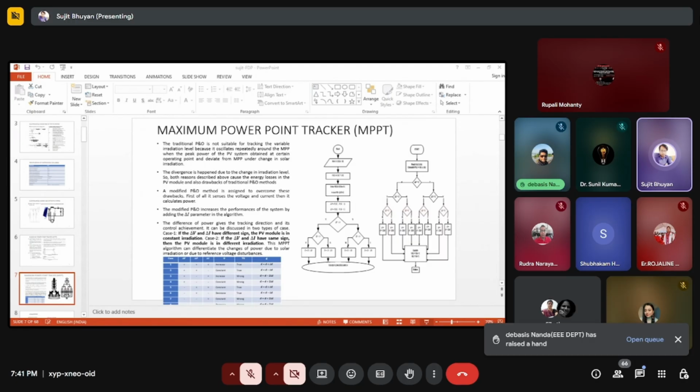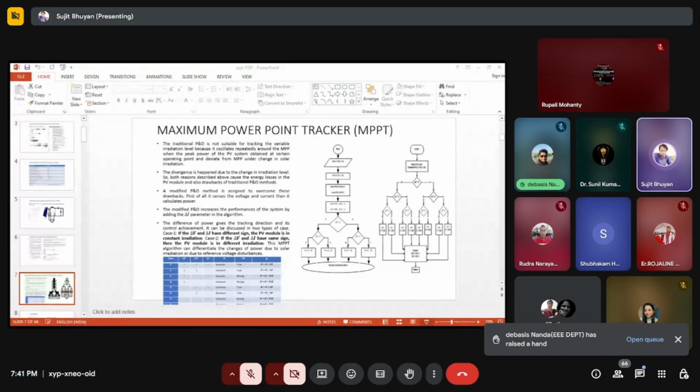But here I have little modified the perturb and observe. Here I have taken the current level in the middle part between del P and del V. I have taken the current also. This is some change, and I have given it as the modified version. Why have I taken this?